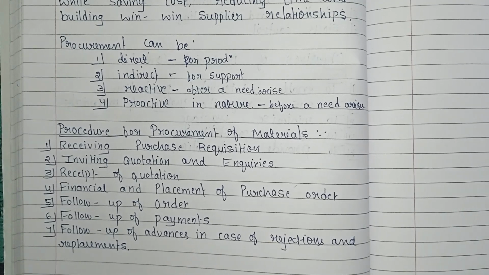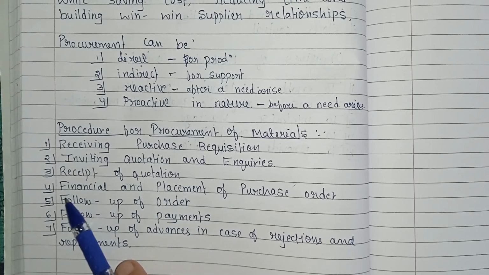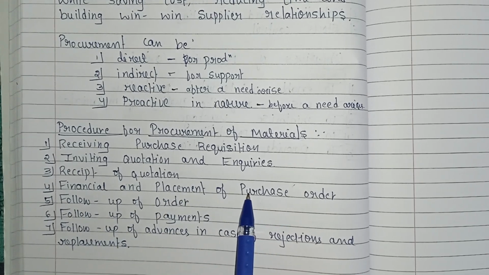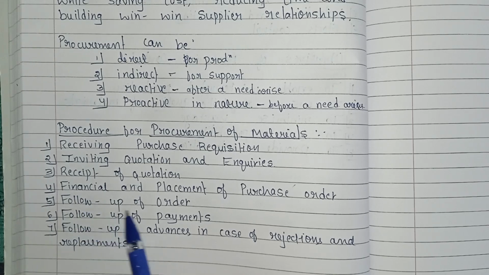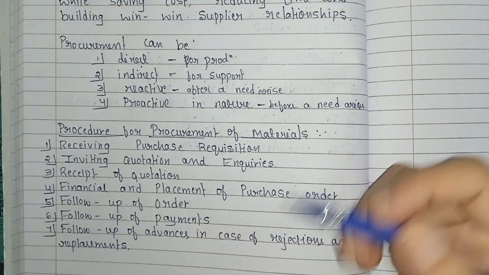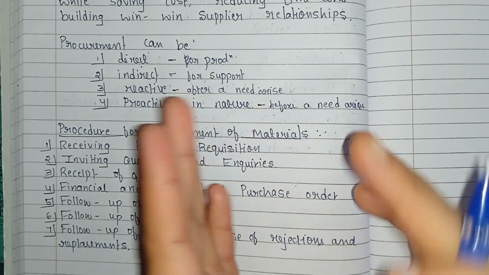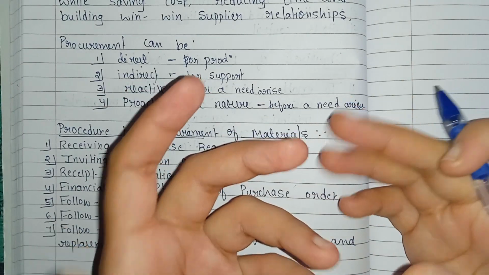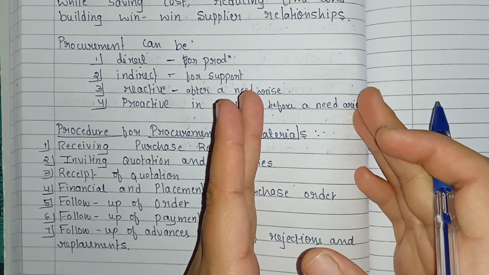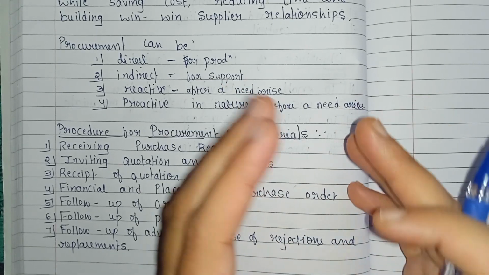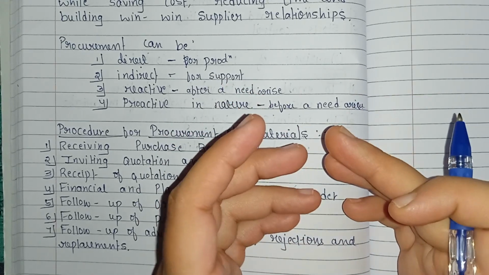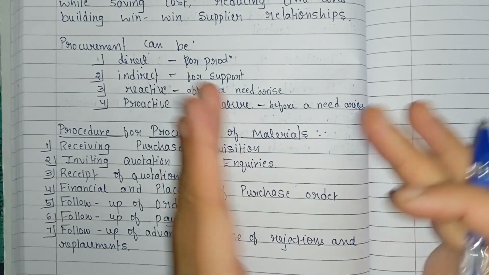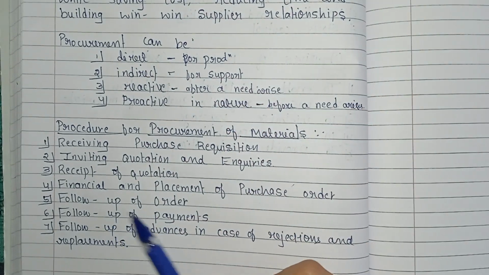So what is the first procedure? Receiving purchase requisition. And second one is inviting the quotations and enquiries. And third one is the receipt of quotation. And fourth one is financial approval and placement of purchase order. And fifth one is follow up of order. It means it involves checking with the supplier to ensure timely delivery and addressing any delays or issues, confirming the shipment and keeping internal teams updated on the order status. So we need to follow up of orders.